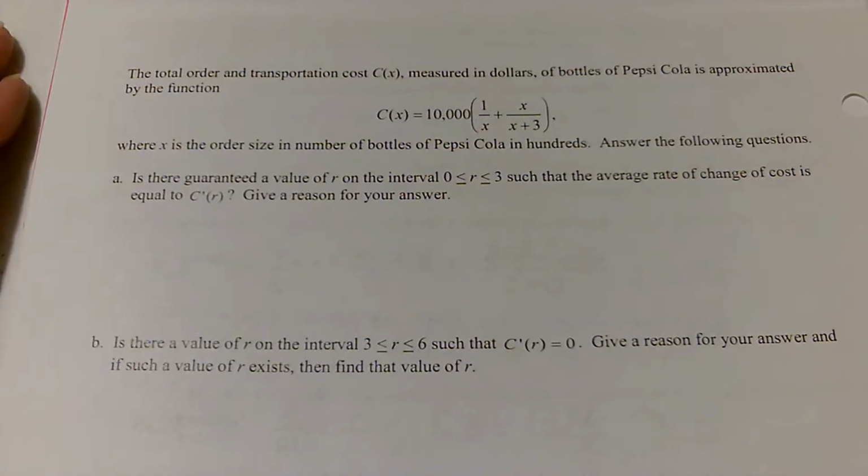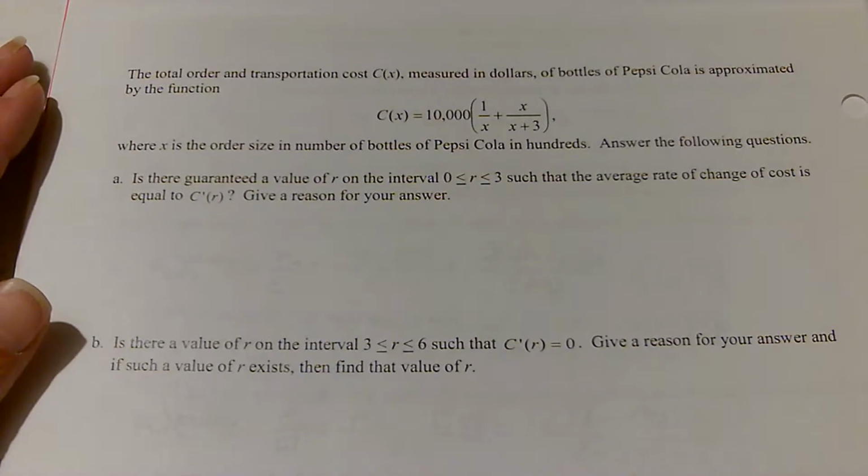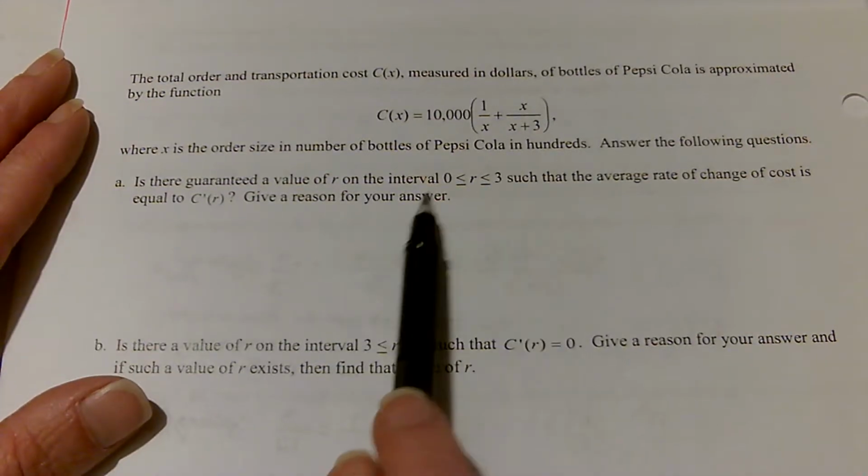Alright, so we have the total order and transportation cost C of x measured in dollars of bottles of Pepsi-Cola. x is the order size in number of bottles in hundreds. Okay, is there guaranteed a value r on the interval from 0 to 3 such that the average rate of change of cost is equal to C prime of r? Okay, so average rate of change would mean secant equaling an instantaneous, that's mean value theorem.